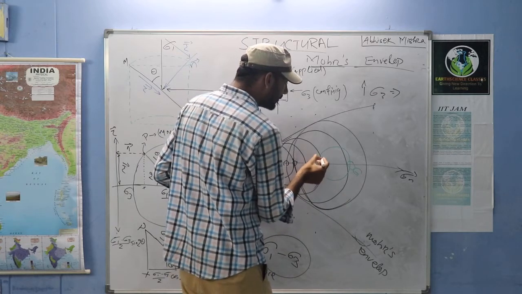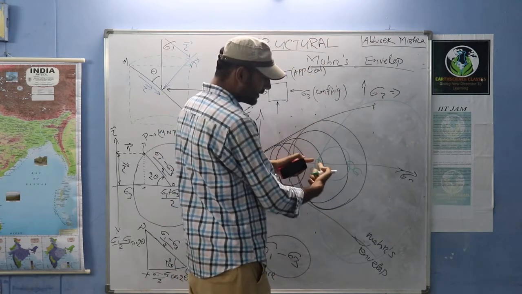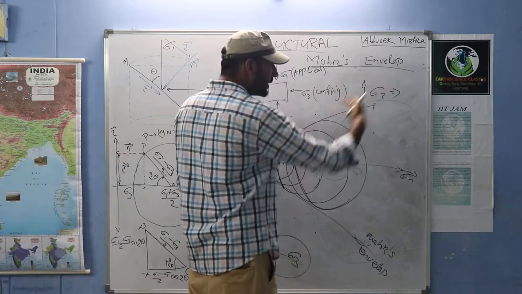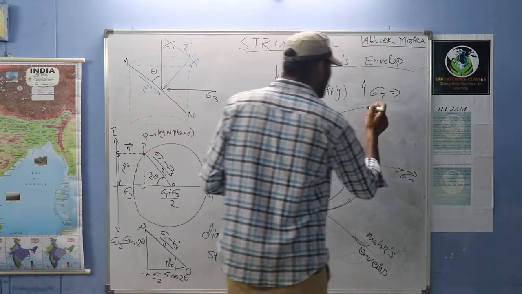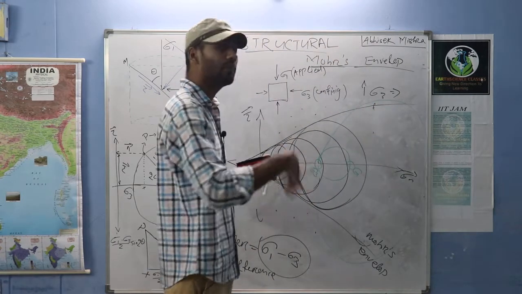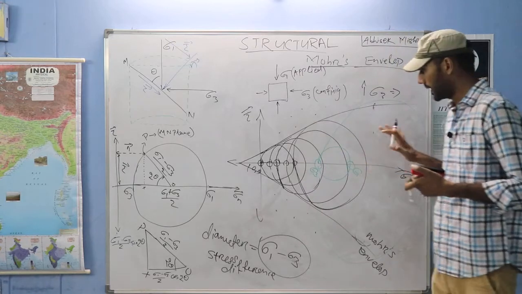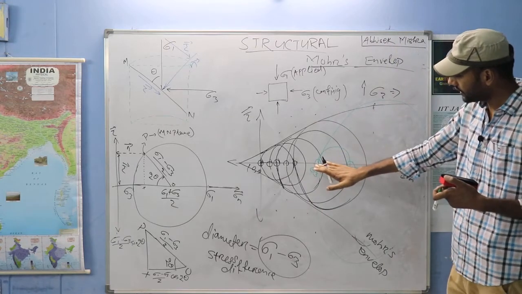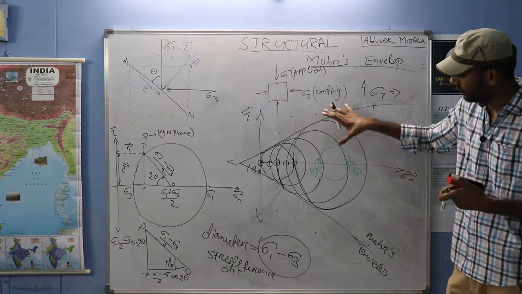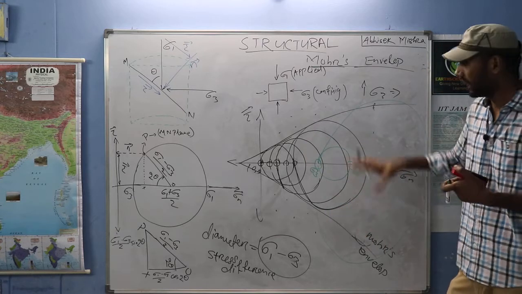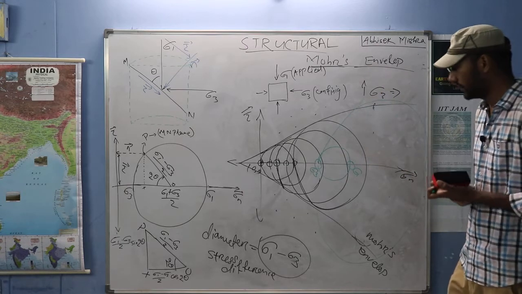If I increase this sigma 3 like this, that will be bigger. So with this sigma 3, if I increase sigma 1 so that the circle goes out of the Mohr envelope, that means the material will fail, it will rupture, or it will develop fractures, right? That means at a particular confining stress, up to a certain limit, the material is stable when it is within this Mohr envelope. If it is beyond that, the material will rupture. So that is the role of the Mohr envelope.